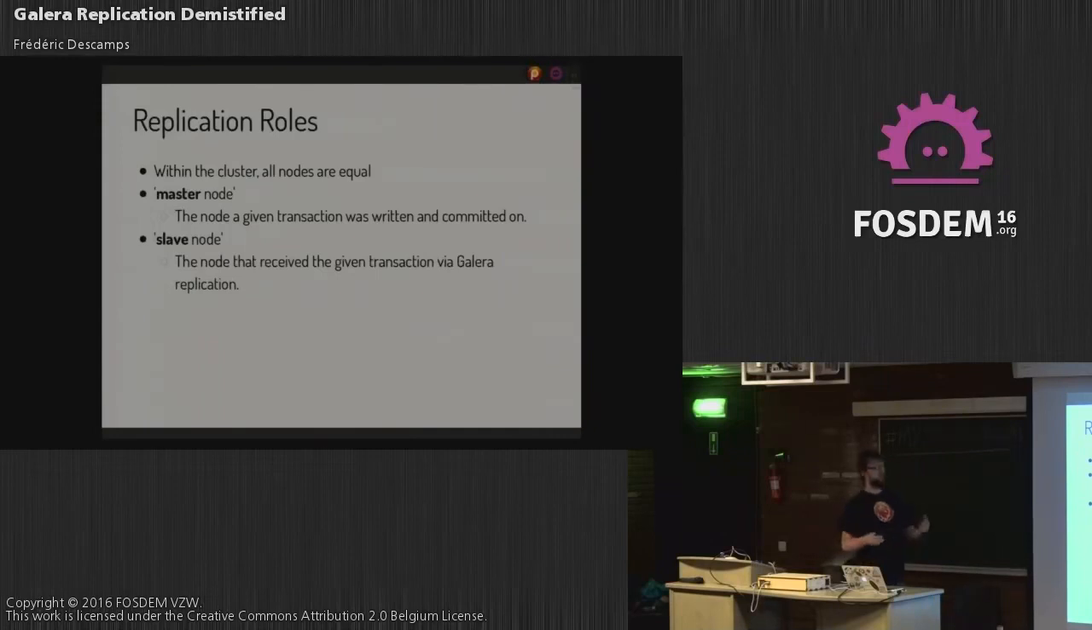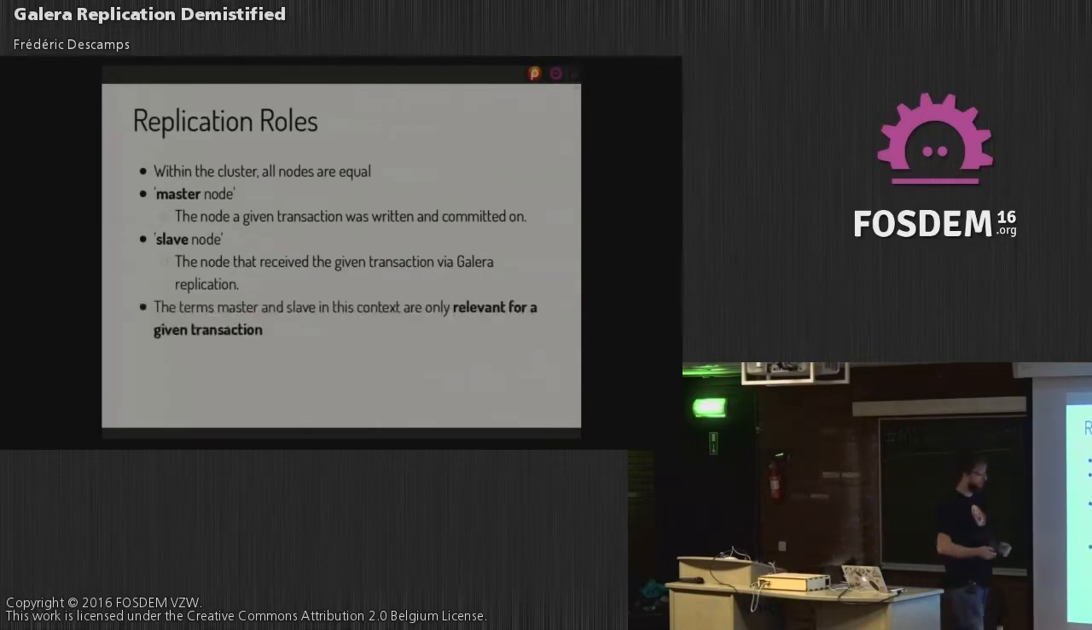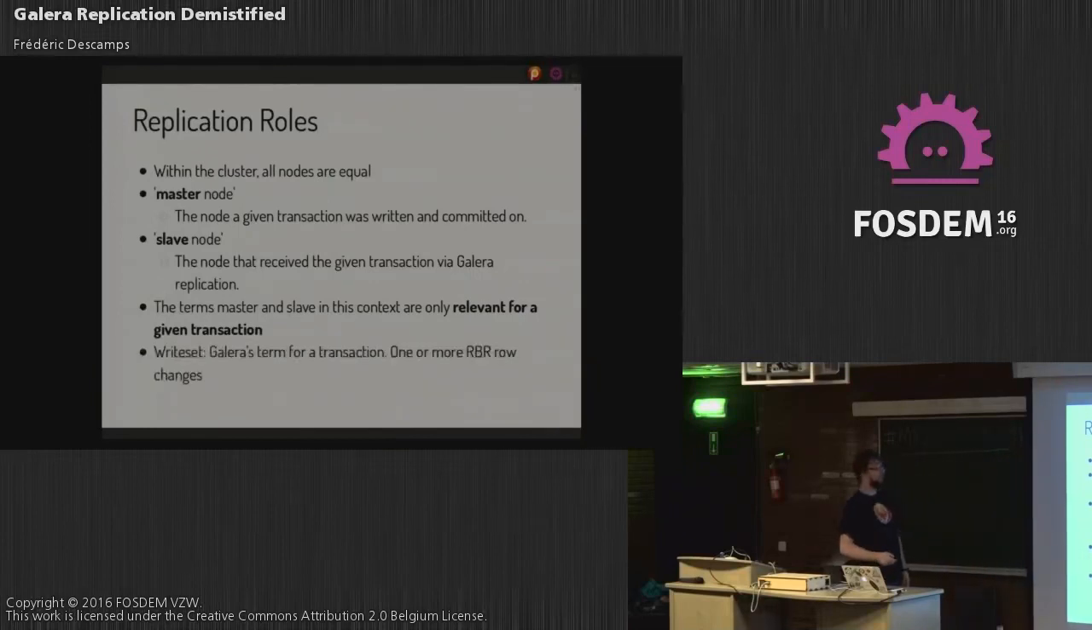So even in Galera, we also say master and slave. But this is just for a given transaction, not for the server itself, right? So this has to be very clear, because sometimes people insert bugs and then discuss which node was the master. None, because I'm doing a multi-master application, I don't have a master. Yeah, but for your transaction, there was one master, so which node did you write to?